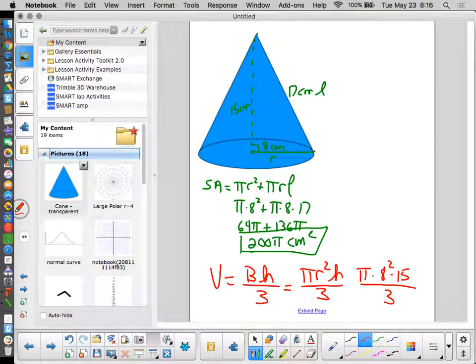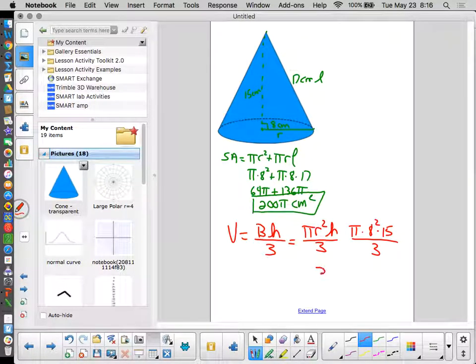So 64 times 15, divided by 3 is 320 pi. And it'd be centimeters cubed. It all works out.